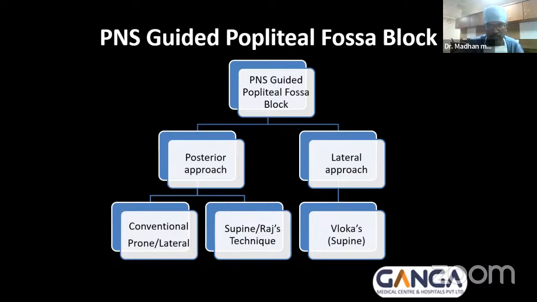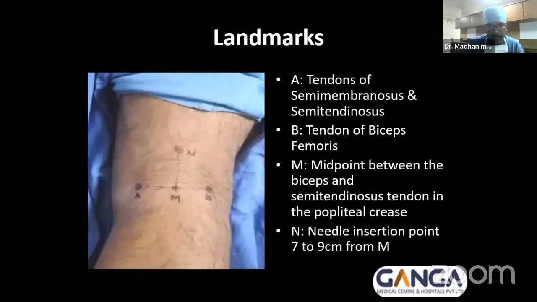The posterior approach is otherwise called the intertendinous approach. The landmarks for the posterior approach are the tendons of the semimembranosus and semitendinosus. You can even draw the tendons with a skin marker pen. Then this is the tendon of the biceps femoris on the lateral side, and this is the popliteal crease, which you have to mark. This is the midpoint between the biceps and the semitendinosus tendon in the popliteal crease. And then this is the needle entry point, around 7 to 9 centimeters from this midpoint, which also comes at the midpoint of these tendons.